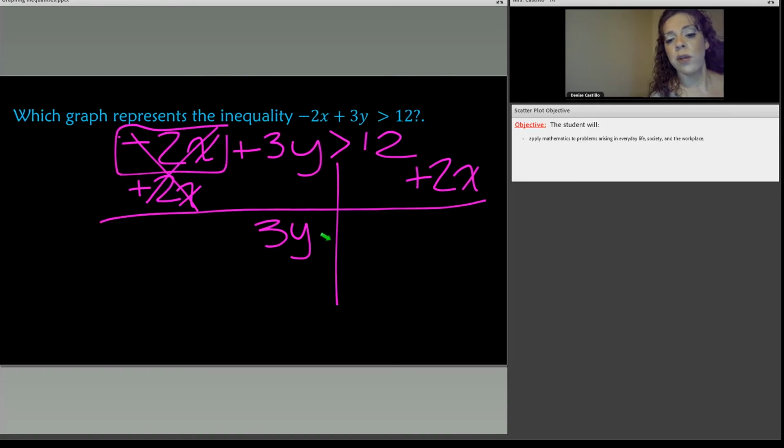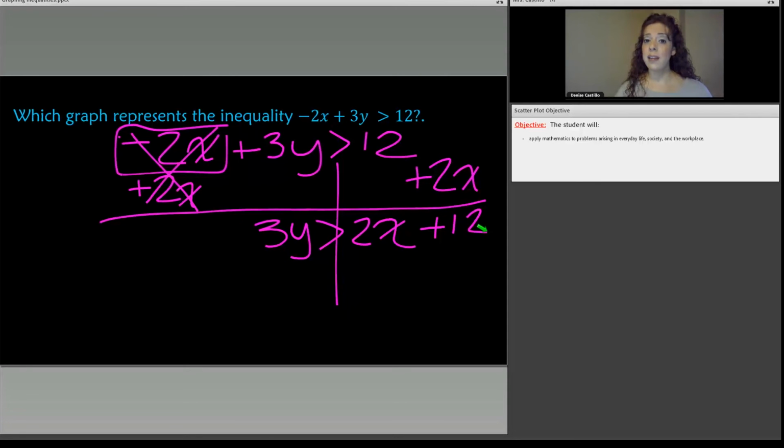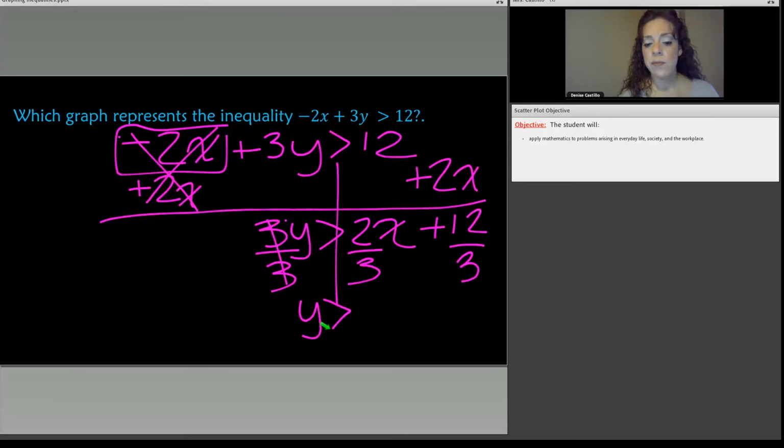And then the second and final step, everything in front of y, we're going to do the opposite of multiply, and we're going to divide. And remember that we're going to divide everything on the right by 3 to keep the equation balanced. So now on the left, 3 over 3 becomes our magical 1. Y is greater than 2/3 x plus, and then 12 divided by 3 simplifies to 4.